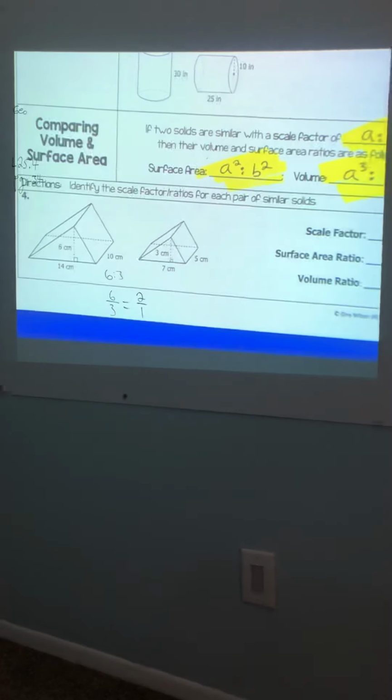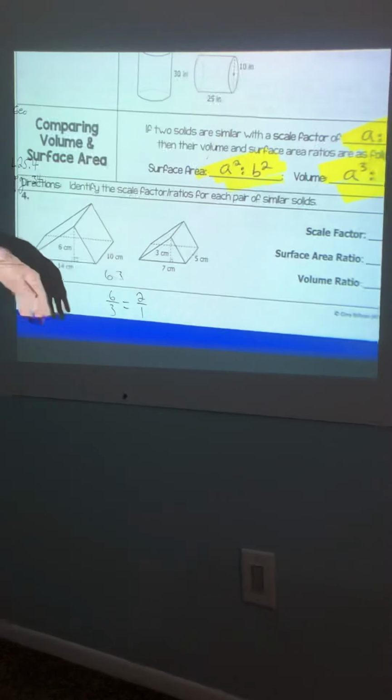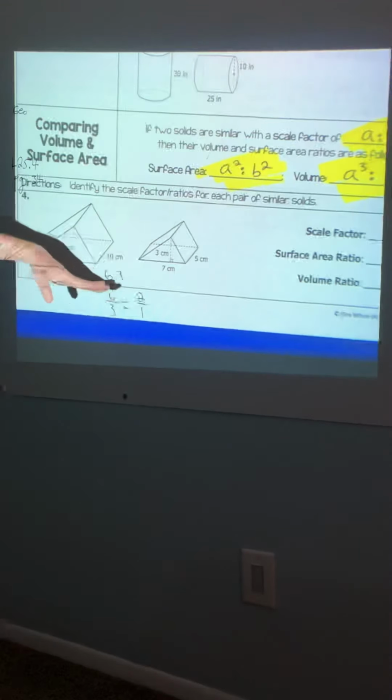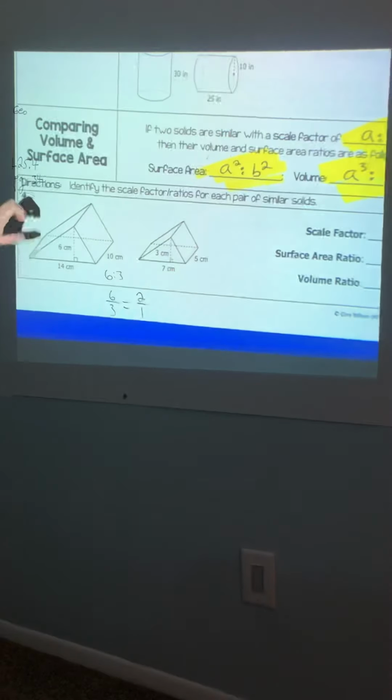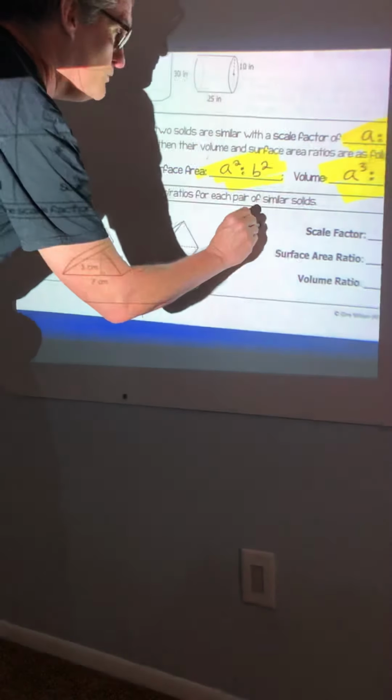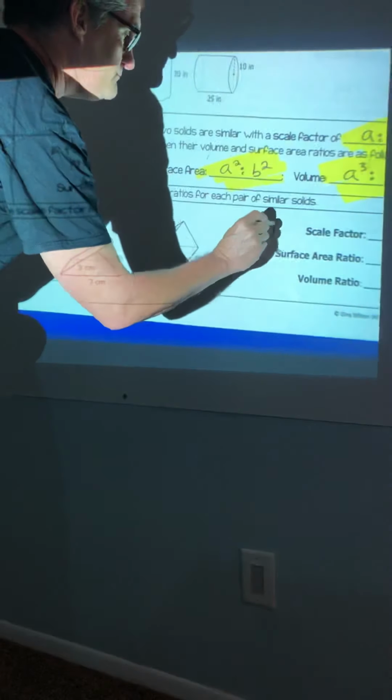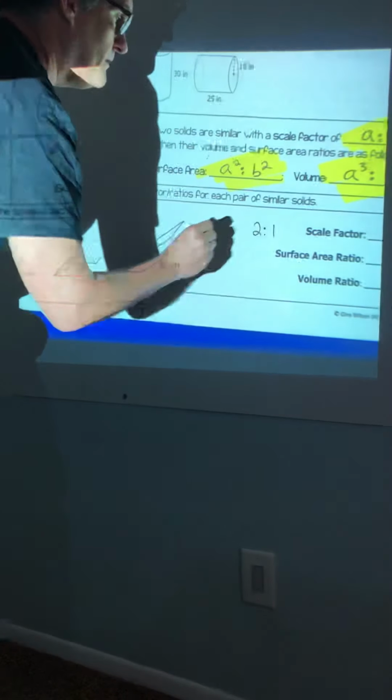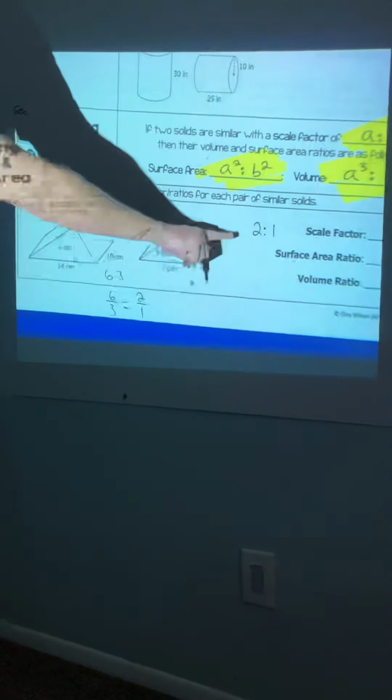If you don't believe me, look, 14 divided by 7 is 2. 10 divided by 5 is 2. We're saying the linear measurements over here are twice the length of the ones over there. So for scale factor, you're going to write 2 to 1. Okay? Just take that fraction, 2 to 1, write 2 to 1.